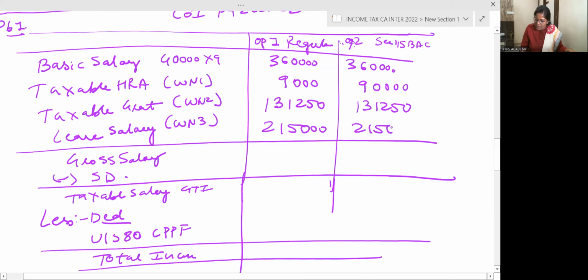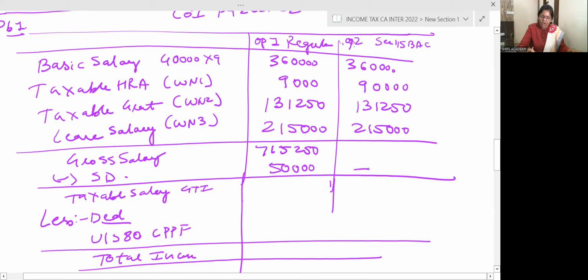2,15,000. Do the total, how much is coming? 360 plus 9,000 plus 131,250 plus 2,15,000. How much are you getting as the gross total income in the regular? 7,15,250. Will you give standard deduction from salary?